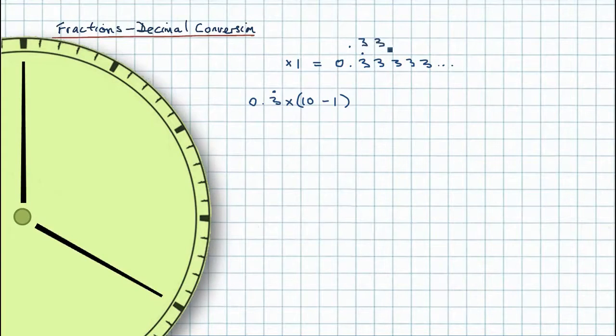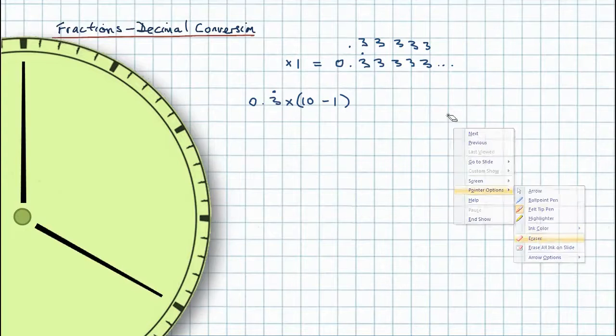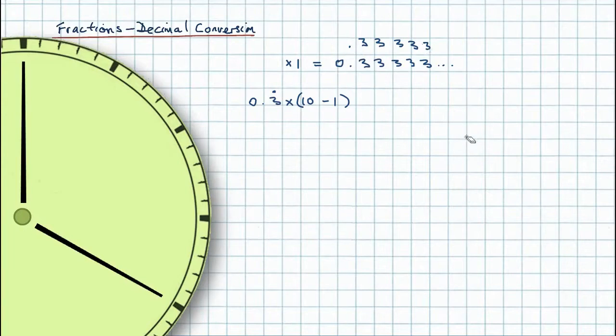Now, how are we going to get rid of it? Well, if I write that recurring number over the top, I'm just going to get rid of that symbol at the moment so we don't get confused. So I'm just writing out all the numbers.